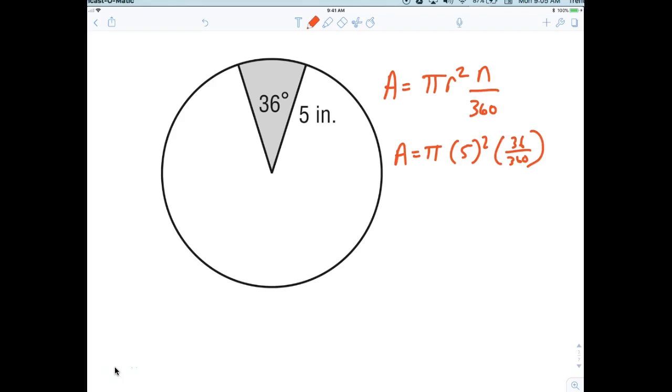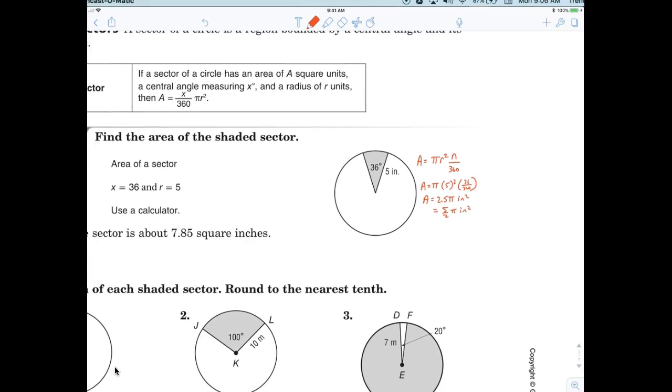Now again, leave it in terms of pi. So it'd be 1 over 10 times 25, which is 2.5. Or area equals 2.5 pi square inches, or you just could have said 5/2 pi inches squared. Normally, it's the fraction. I don't care if you leave it as a decimal, but trust me, next year, you'll always be working with fractions and not decimals. So, leave it as a fraction.